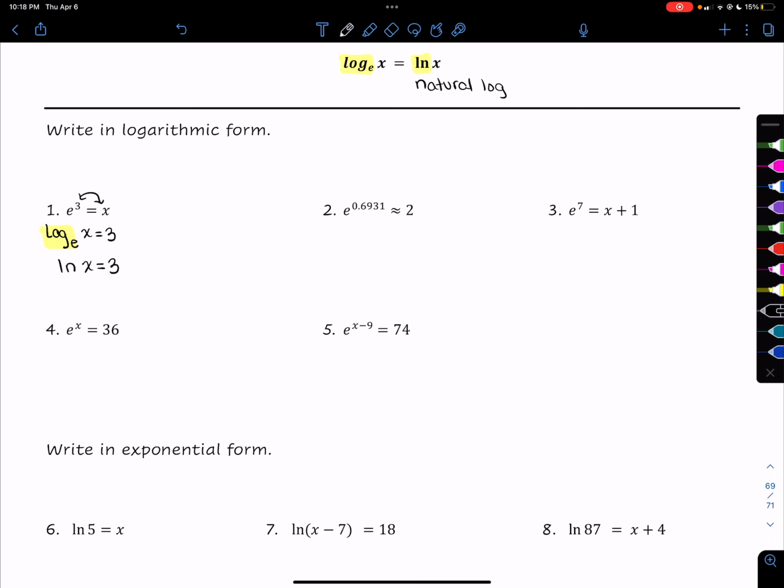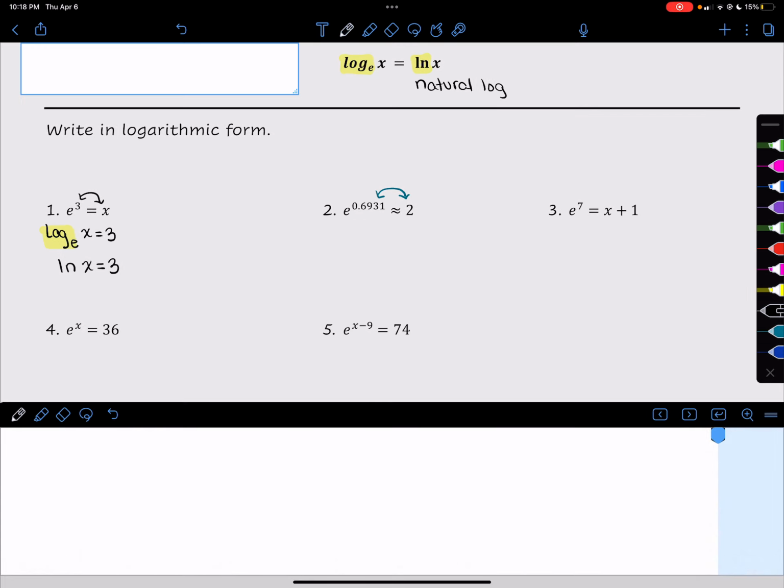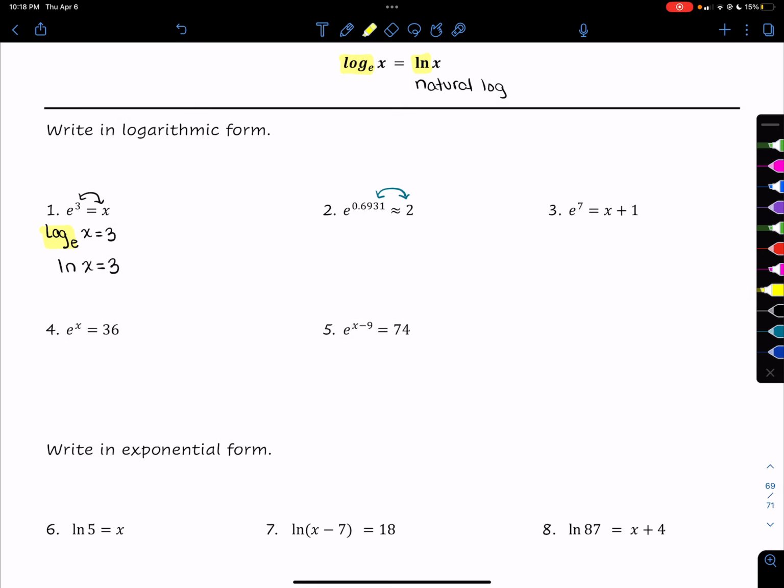Okay, all right, let's go over to number 2. On this one here, e to the power of 0.6931 is just about 2, but just about, remember that means that they rounded. So we are going to go ahead and rewrite this in natural log form. So since the base is e, I know that this is going to be a natural log. So ln of 2 will be estimated to be 0.6931.